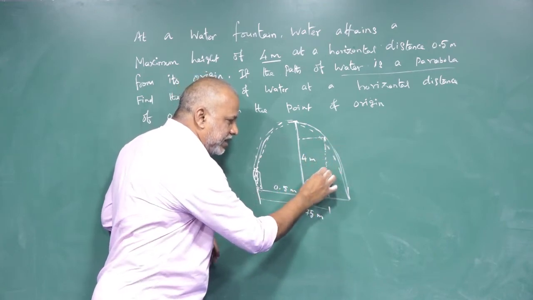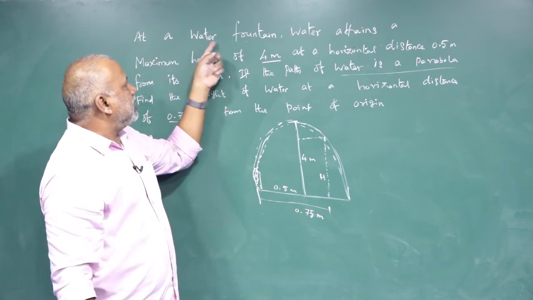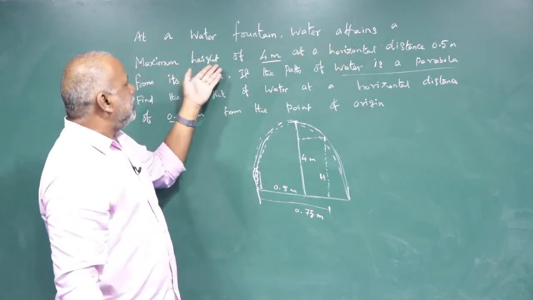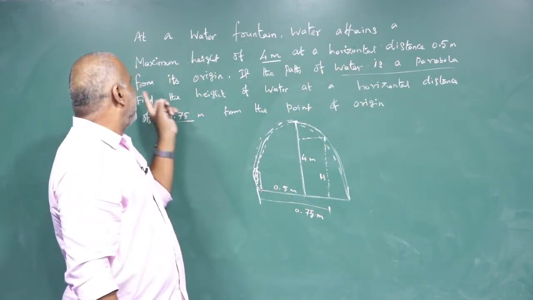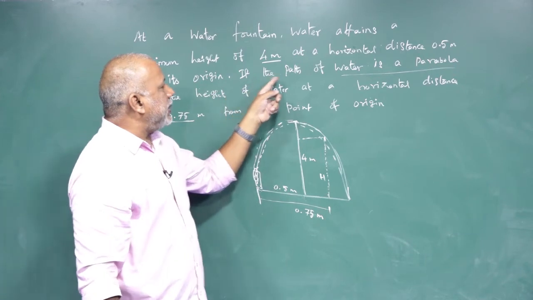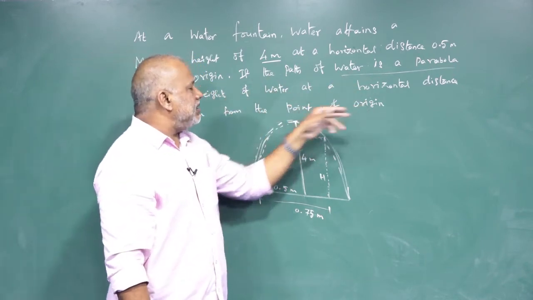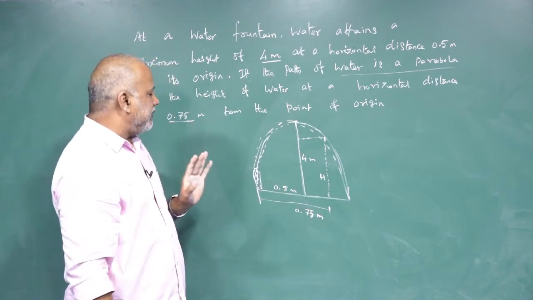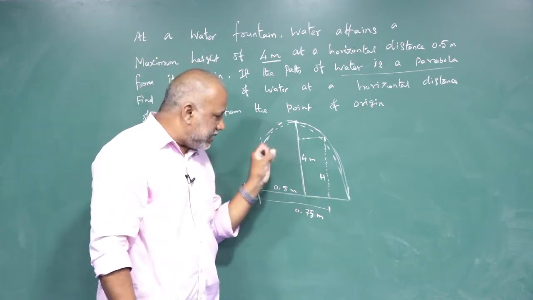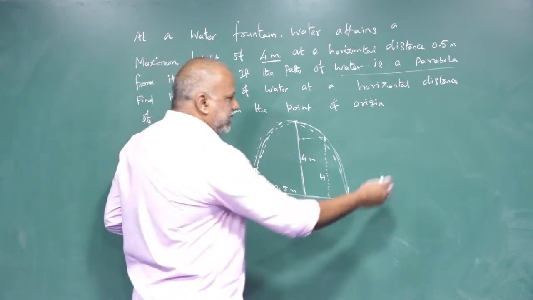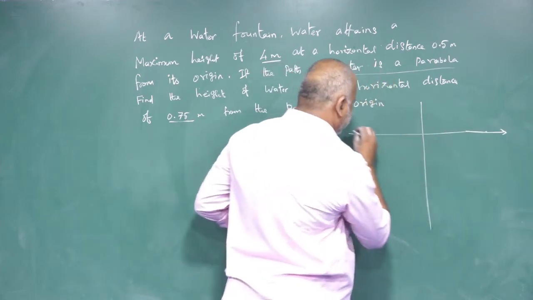We have to find this height. This is the logic in your question. At a water fountain, water attains a maximum height of 4 meter at a horizontal distance of 0.5 from its origin. If the path of the water is a parabola, find the height of the water at a horizontal distance 0.75 meter from the point of the origin. We need the diagram. This is the rough diagram. Now I am converting this rough diagram into a parabola.